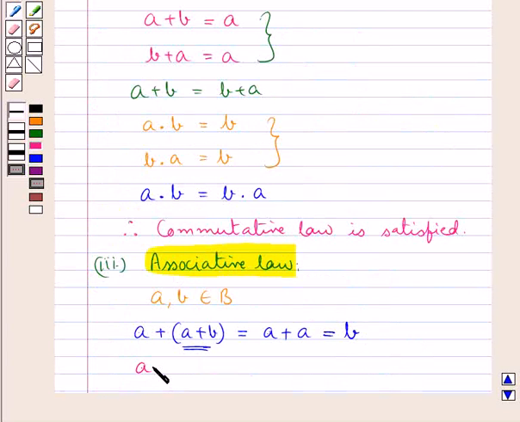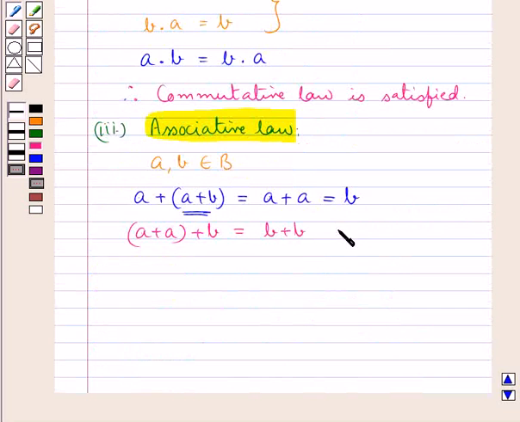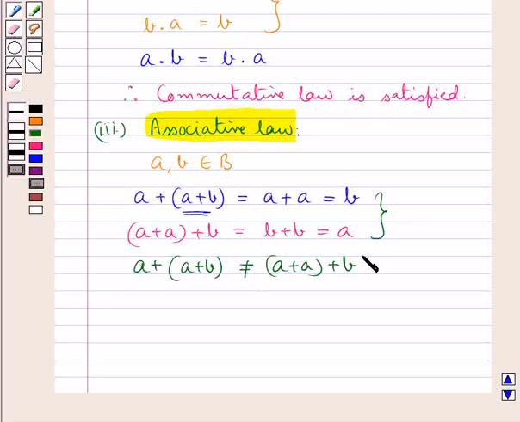Now we consider A plus A the whole plus B. Now we had observed A plus A is B, so this is B plus B. Now from this table we have B plus B is A. So this is equal to A. Now from these two we observe that A plus B the whole is not equal to A plus A the whole plus B.